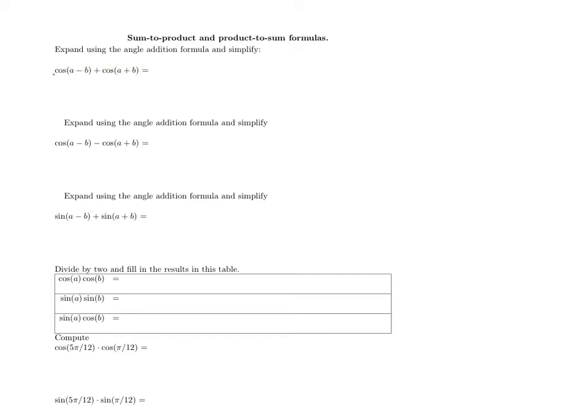And I'll even engage in a little bit of color coding. Cosine of a minus b I'll put in red. So what is the cosine of a minus b? Well, we have an angle addition formula. The angle addition formula says that the cosine of a minus b is equal to the cosine of a times the cosine of b plus, right, this subtraction will go to addition, sine of a sine of b, plus, and now cosine of a plus b, I'll do in blue. Cosine of a cosine of b minus sine a sine b.